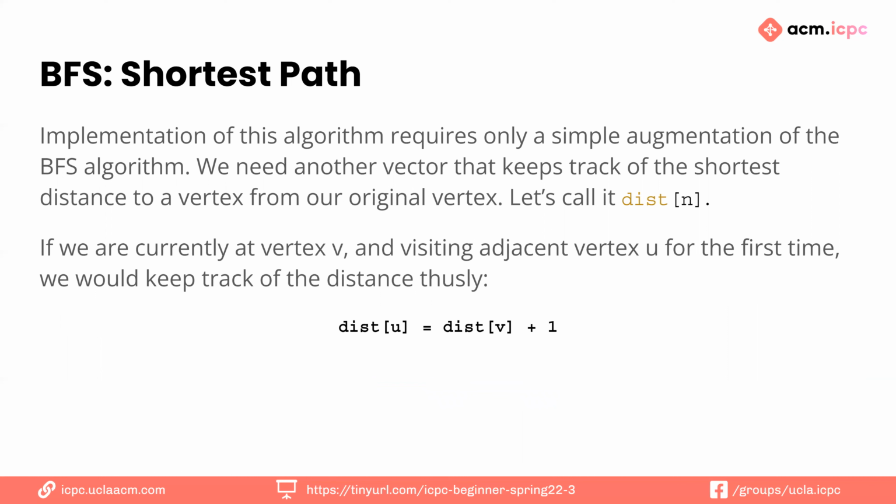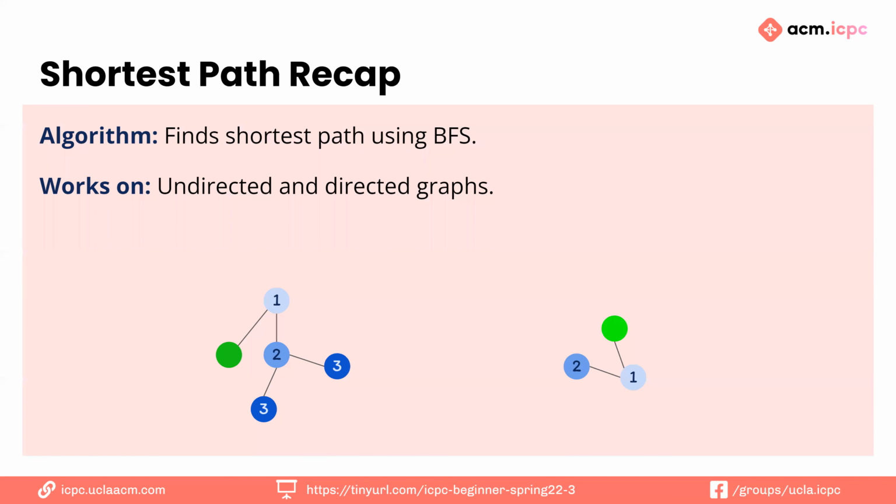Continue. And to implement this, we can just, in addition to the BFS, keep track of an array or vector called distance. And we can set the distance of the starting vertex to be 0. And then every time we add vertices to the queue, we just add 1 to the distance of the current vertex. Short recap on what the previous slides are talking about.